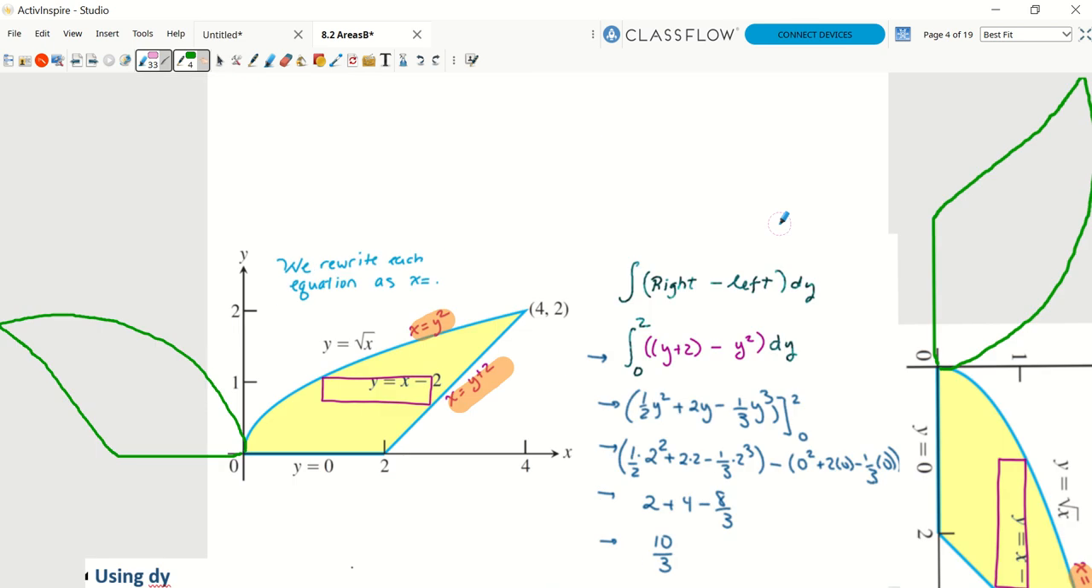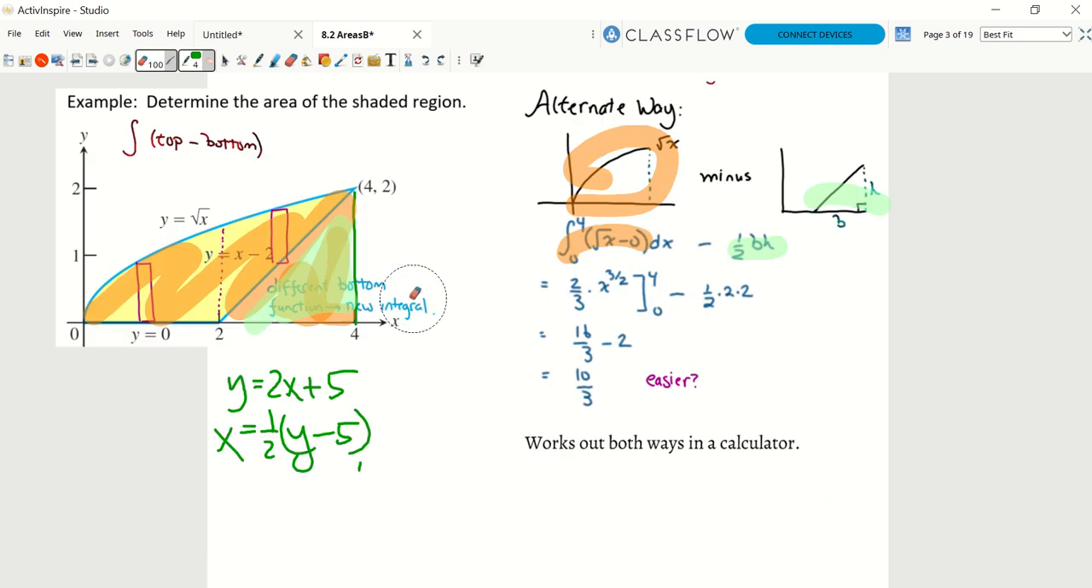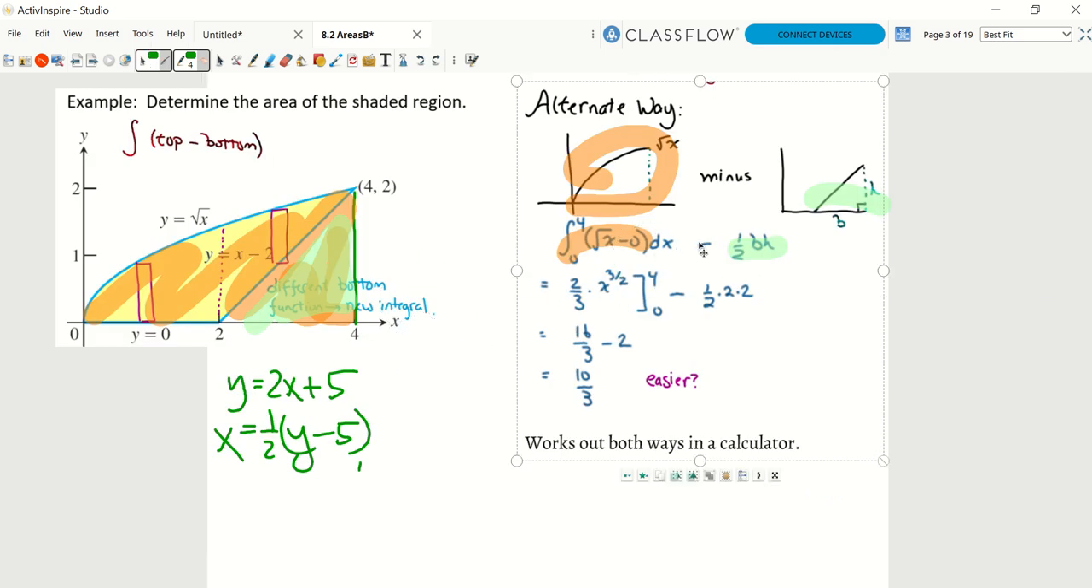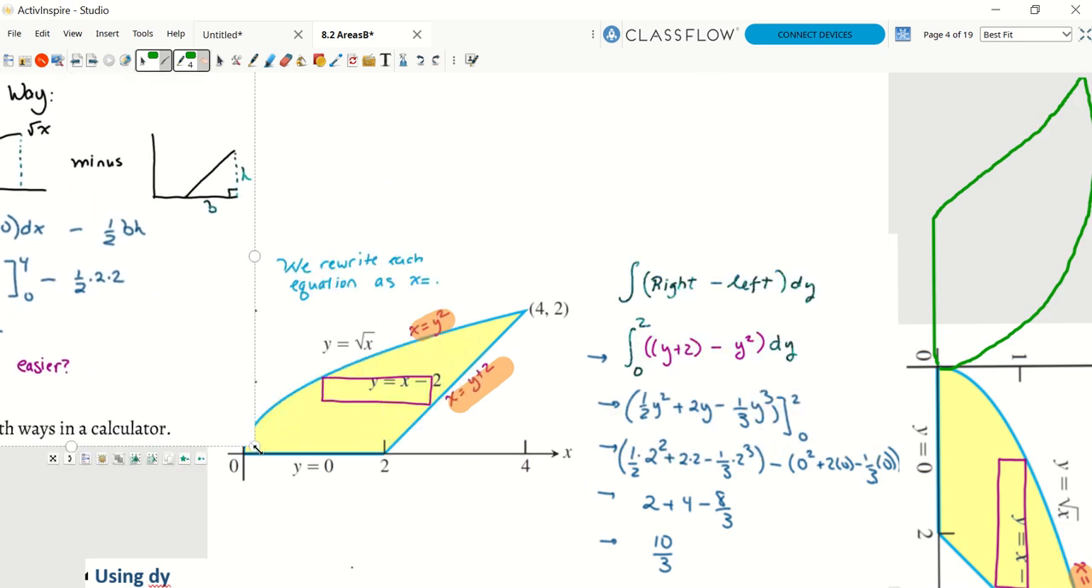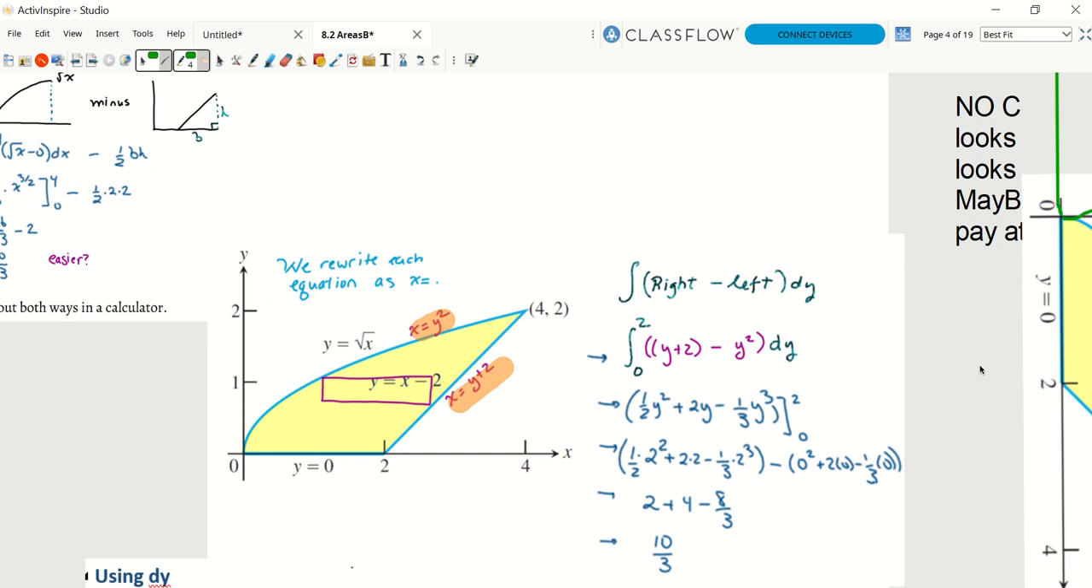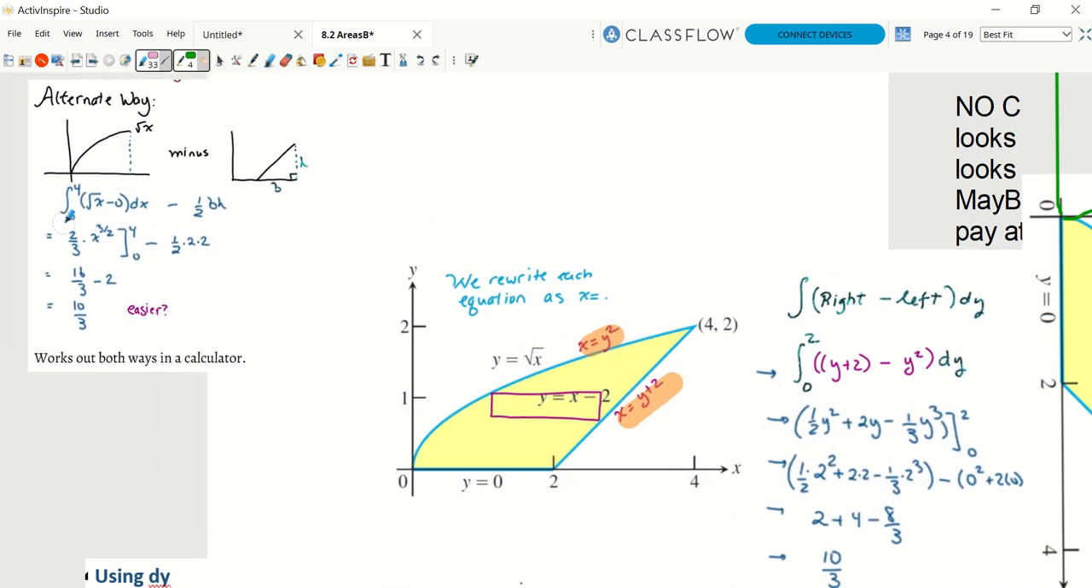Okay, so the official way of doing it, or rationalizing it, I should say, is this. When we did it in terms of x, we went from 0 to 4, left to right. In this alternate way, we also went from 0 to 4, left to right, and that's in terms of x.